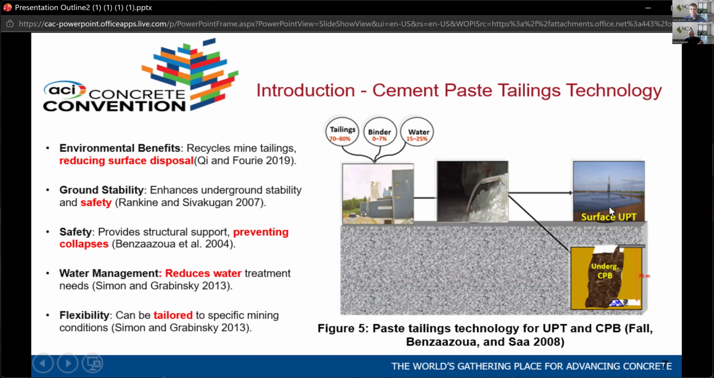This is a comparison of surface paste tailing and CPB, which is cement paste backfill. These are the comparisons. The CPB uses less water than the surface paste tailing.